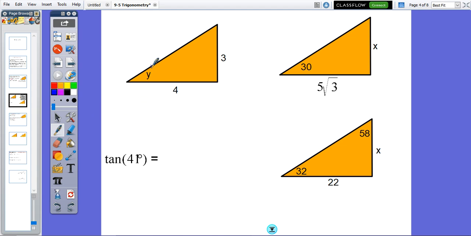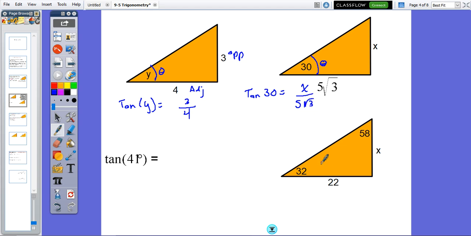So right here, this is going to be our theta, our y. Again, that becomes the opposite, and this is the adjacent side. As we set this up, we say tangent of y, because that's what we're looking for, is equal to my opposite side, 3, over my adjacent side, 4. This is going to be our theta here. So we'll do tangent of 30 is equal to opposite over hypotenuse. And then this one down here, we're going to use the 32. 32 will be my theta. So we're going to do tangent of 32 equals the opposite side, in our case x, over the adjacent side, 22.